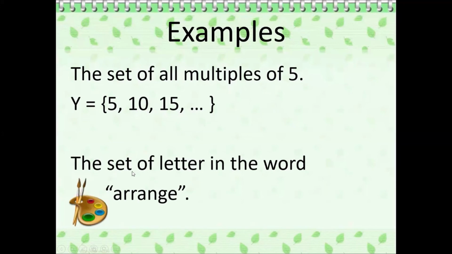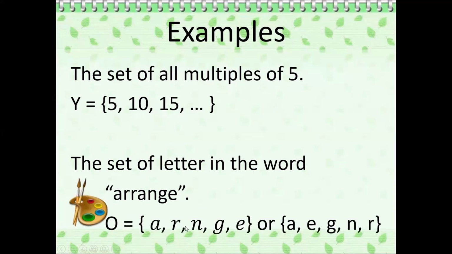Then, another example, the set of letters in the word ARRANGE. So this is finite, limited. Any letter can represent it, say set O, which has the elements A, R, N, G, E. We need to write each element only once, even if there are duplicated letters, or arrange them alphabetically: A, E, G, N, and R. So this is another example of a well-defined set.